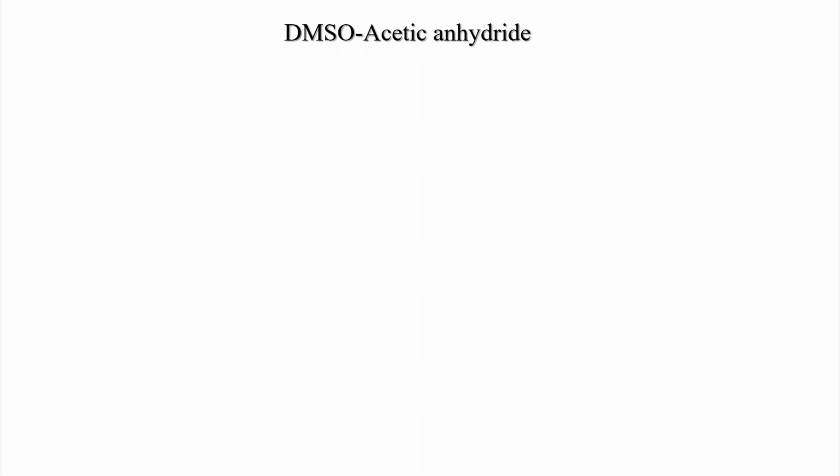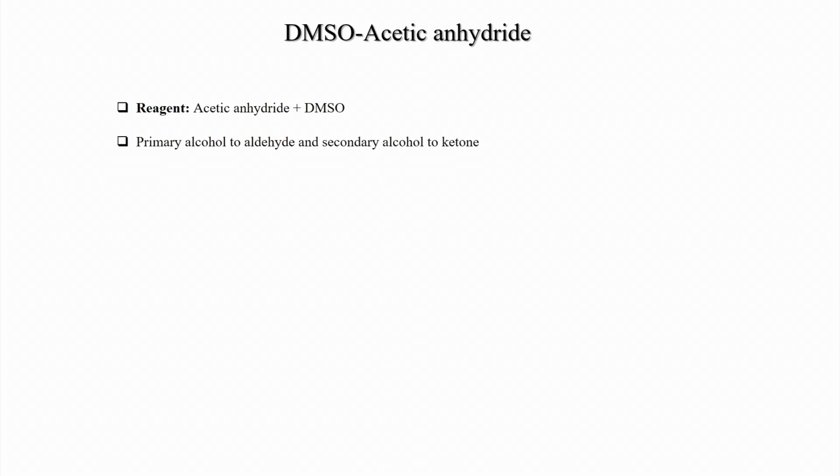So, DMSO acetic anhydride is also an oxidation method. Here acetic anhydride and DMSO are used, and generally primary alcohol goes to aldehyde and secondary alcohol to ketone. And in this procedure you can see that external base is not used. So, what will be the mechanism of this reaction?